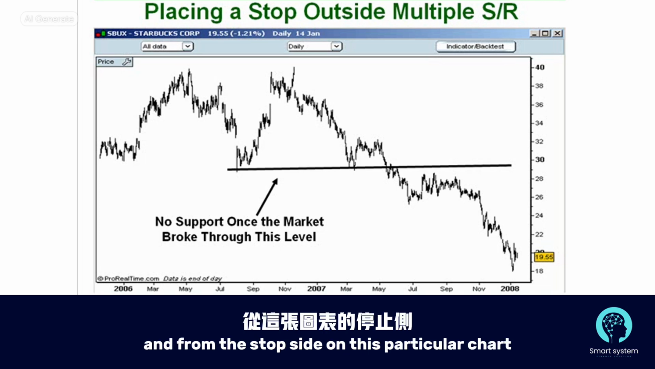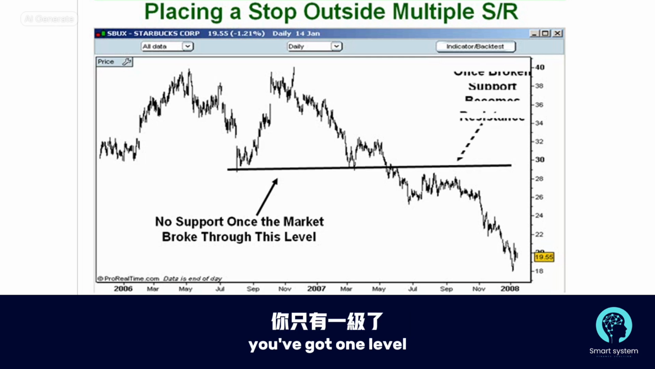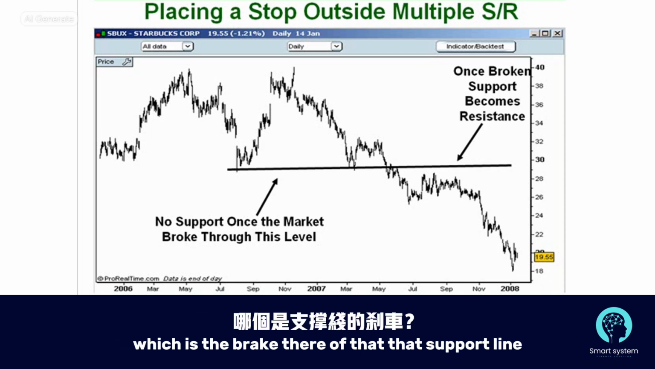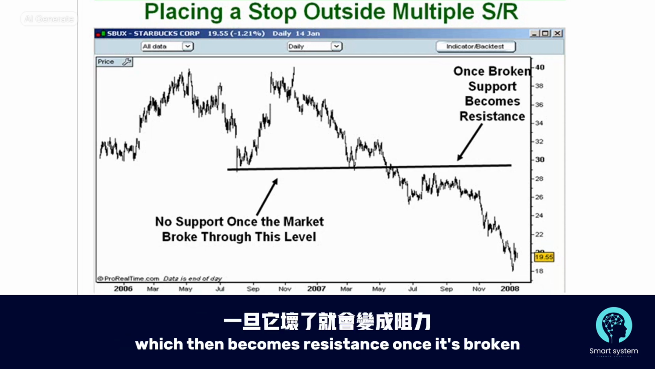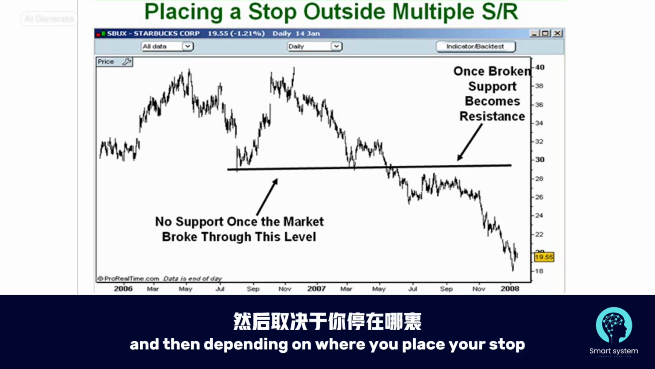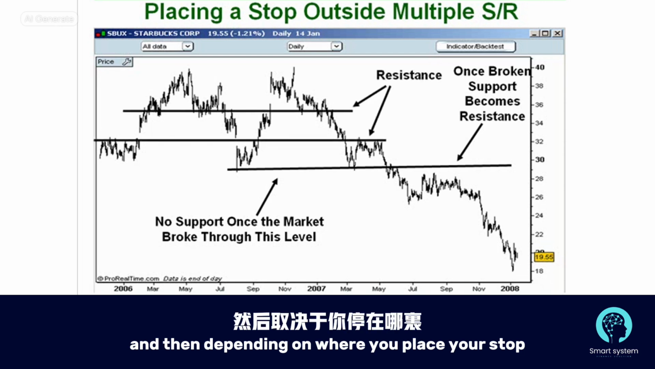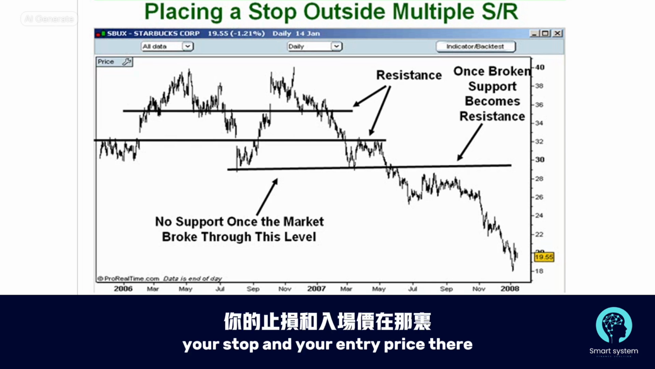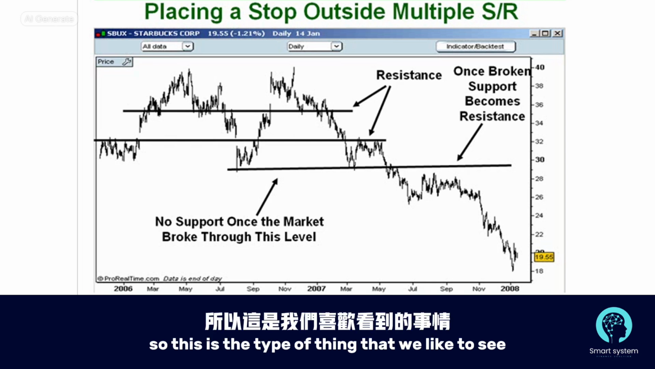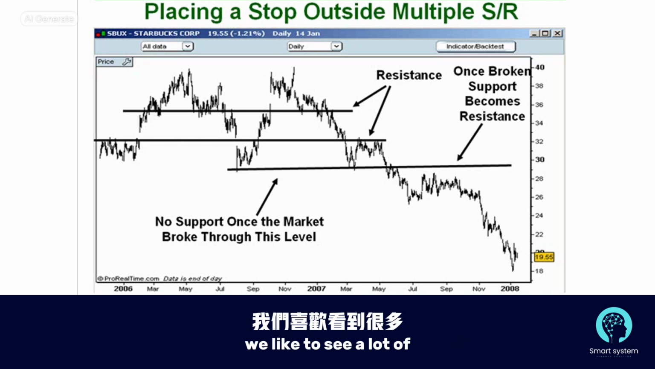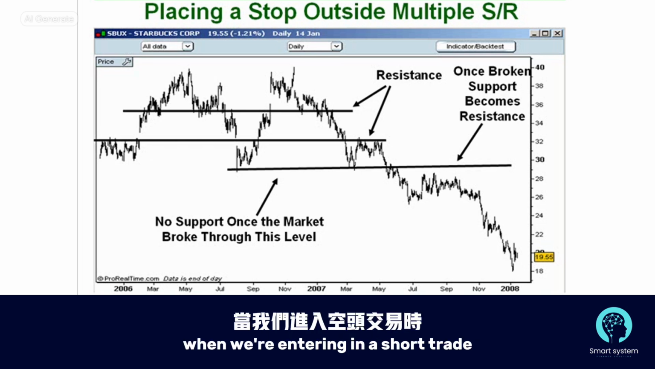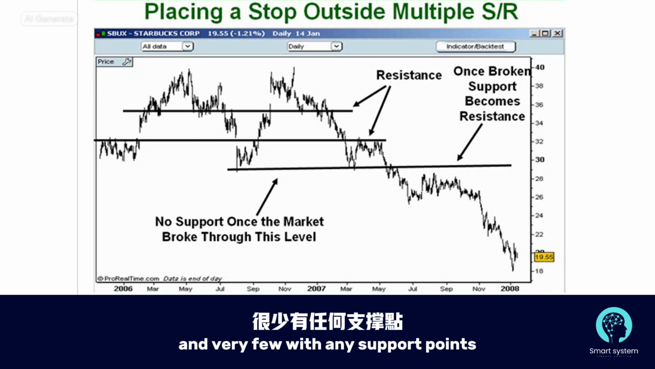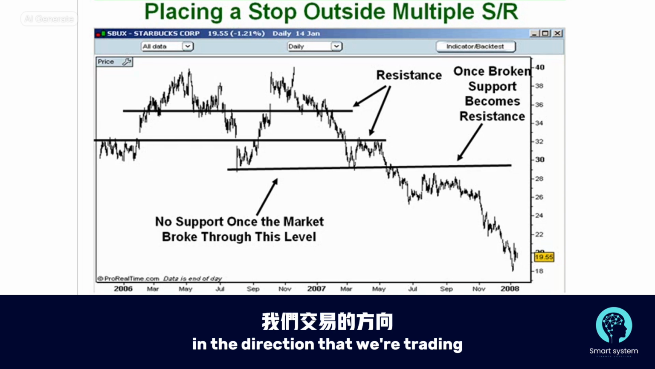And from the stop side on this particular chart, you've got one level of resistance between your stop and your entry price, which is the break of that support line, which then becomes resistance once it's broken. And then depending on where you place your stop, you've got potentially another couple of resistance points in between your stop and your entry price there. So this is the type of thing that we like to see. We like to see, when we're entering a short trade, a lot of resistance points above and in between our stop and our entry, and very few, if any, support points in the direction that we're trading.